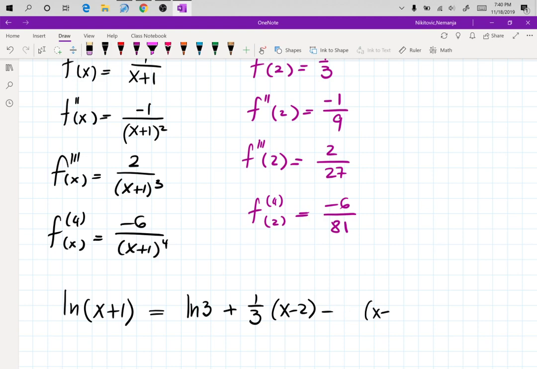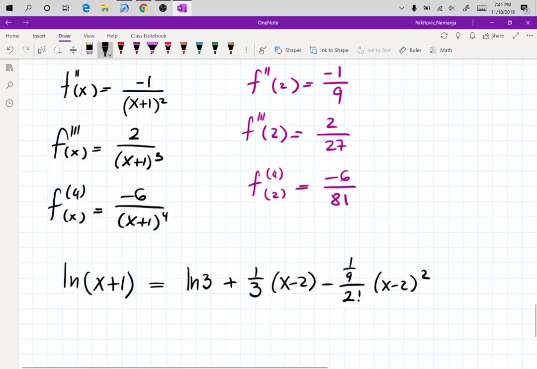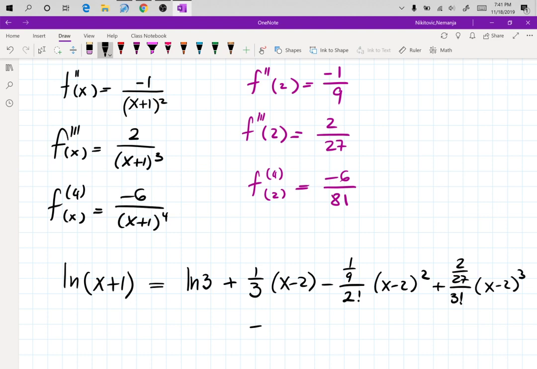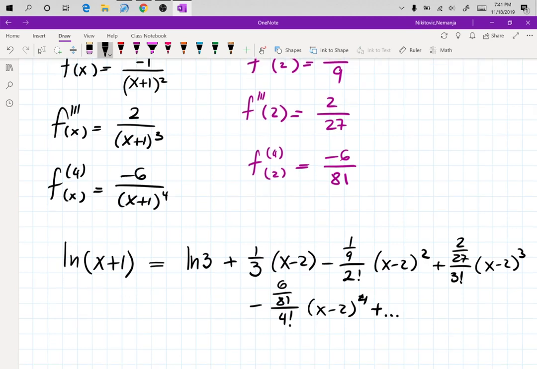You know what? I was going to write it out. 1 over 9 divided by 2 factorial, (x minus 2) squared, plus 2 over 27 divided by 3 factorial, which will be 6, (x minus 2) cubed, minus 6 over 81 divided by 4 factorial, (x minus 2) to the 4th, plus dot dot dot going forever.